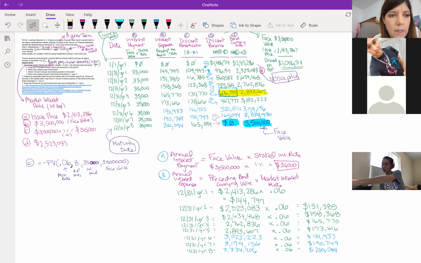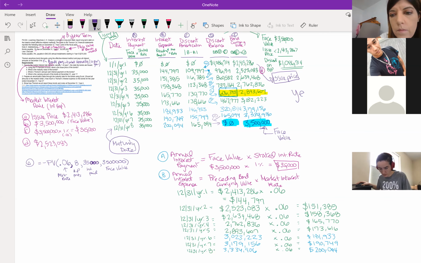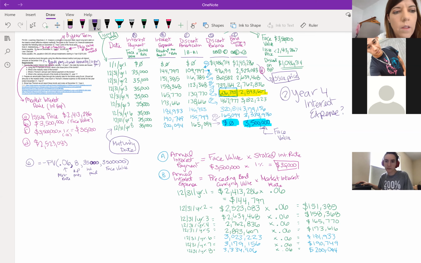I'll let you finish writing this out, but try to answer 2 and 3. So 2 is how much is Thorson's interest expense on the bonds for the year ended December 31st, year 4? And then 3 is show how much Thorson would report these bonds and notes at December 31st, year 4.